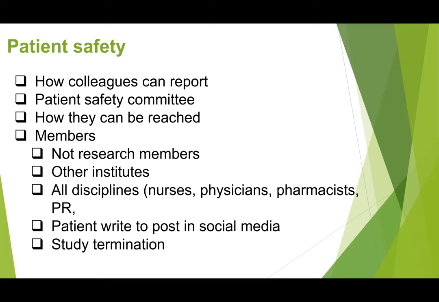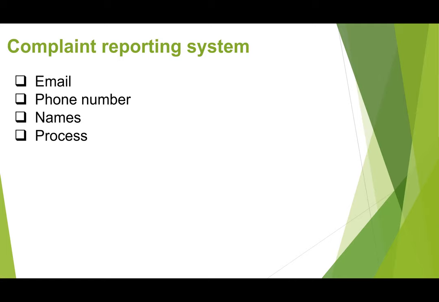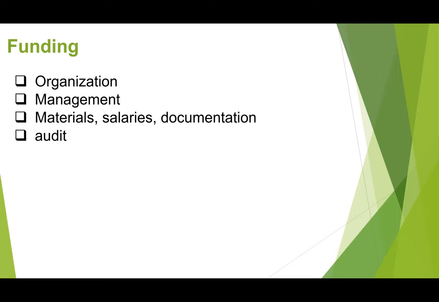The patient safety committee should give patients the right to write or post on social media about your study. It should also have a protocol to terminate the study if a serious side effect occurs, and so on. All this should be in the protocol before you start your study. How can people report or complain about your system to you or to the REP, because you have two different complaints? What are the emails, phone numbers, names, process, and physical locations of the people that patients and others looking at your study can report to?